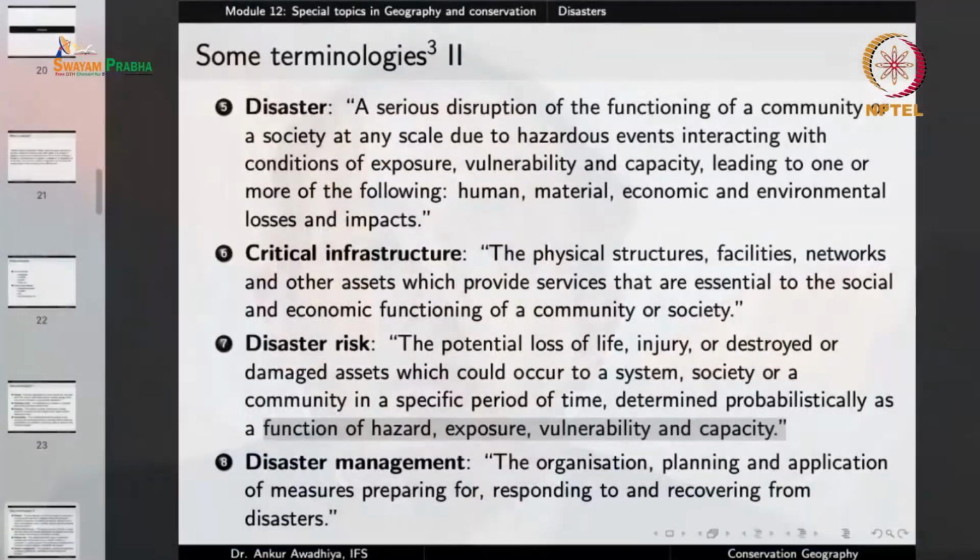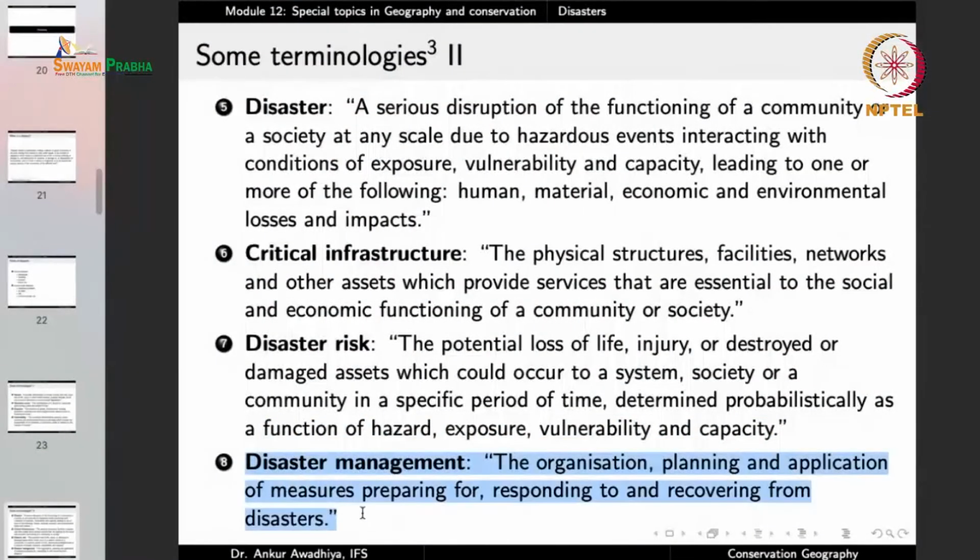And in those areas where we have a huge risk of a disaster, we can take certain preemptive steps. So computation of disaster risk is important, especially for planning purposes. And we can work on disaster management, the organization, planning and application of measures preparing for, responding to and recovering from disasters. Once you have computed the disaster risk, you can prepare for these disasters.